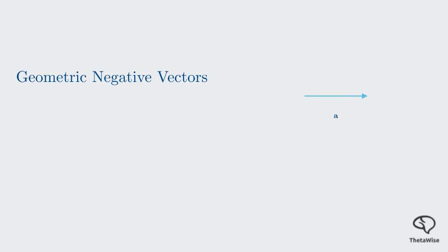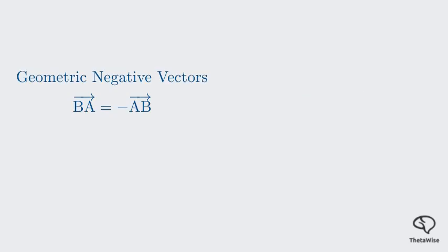Or an arrow from point A to point B, vector AB. The vector BA from B to A is its negative. They are collinear, but their arrowheads oppose each other. In formal notation, the negative of vector AB is vector BA. So we can write the relationship: vector BA equals negative vector AB.